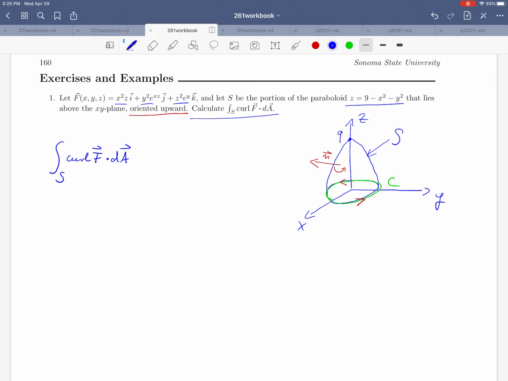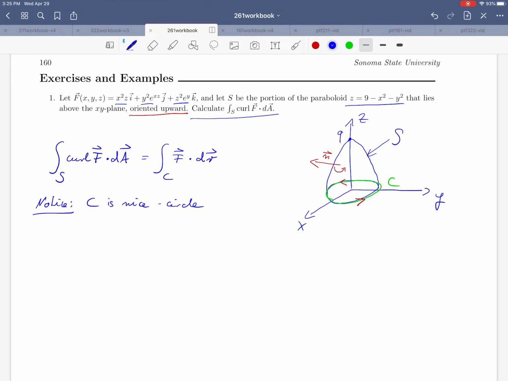But now we have Stokes' theorem, and Stokes' theorem says that in a situation like this, you can replace the flux integral of the curl with a line integral over the boundary curve of just the vector field F dotted with dr. And we have a very nice boundary. C is pretty nice. It's a circle.